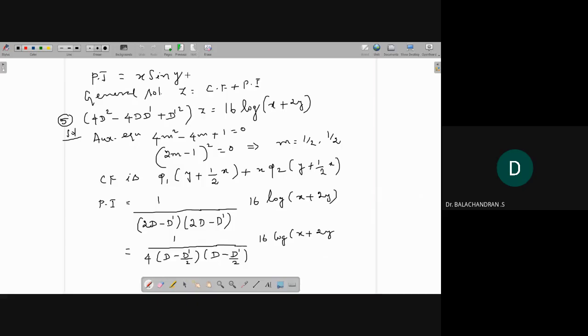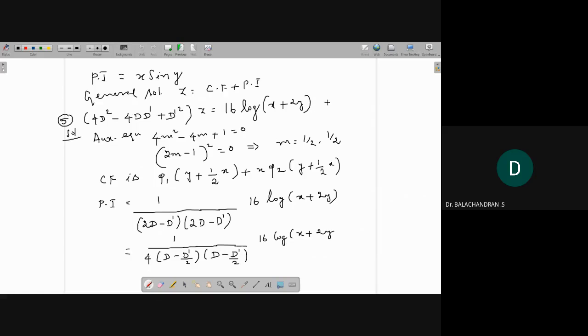So this is your PI. The general solution is CF plus PI. So next problem. Here also the right hand side is 16 log of (x plus 2y). So this comes under type number 5.